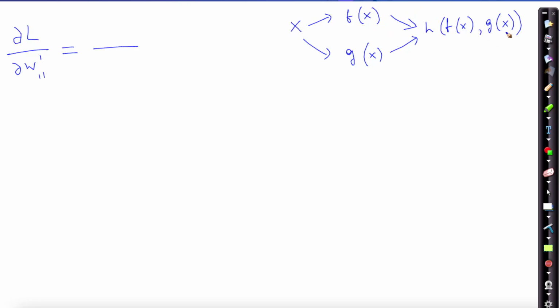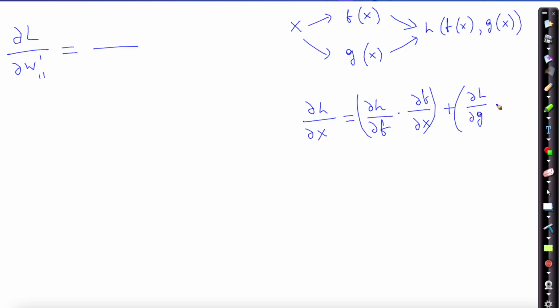See, this h of f(x) is dependent on f of x as well as g of x, right? So in that case, if I have to find the derivative of h with respect to x, what should we write? We should write derivative of h with respect to f multiplied by derivative of f with respect to x, plus, this is one path, right? The next path is derivative of h with respect to g multiplied by derivative of g with respect to x. Okay, this is another form of chain rule. So if this is the situation, this should be the derivative.